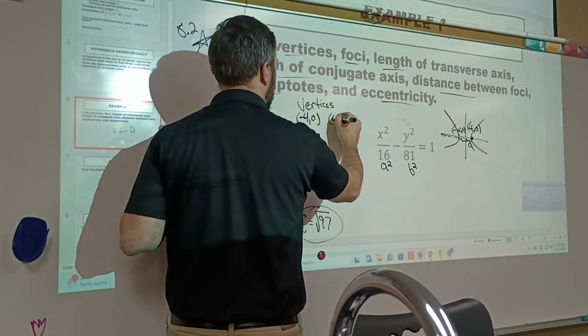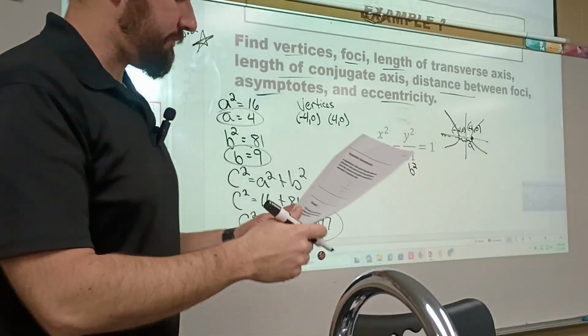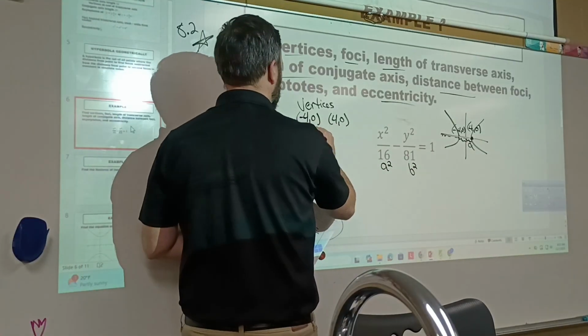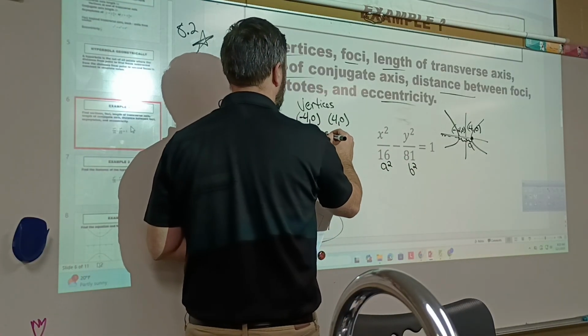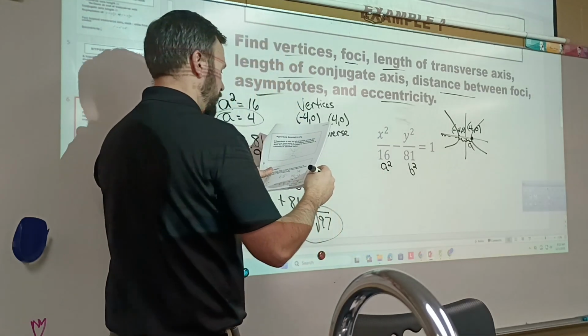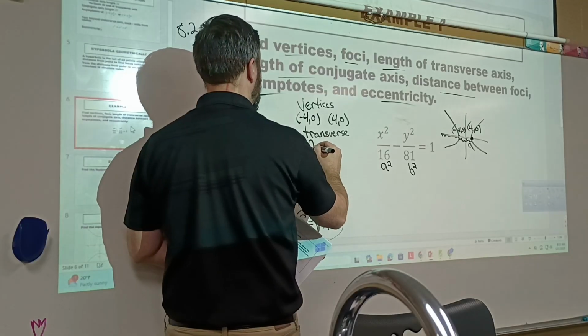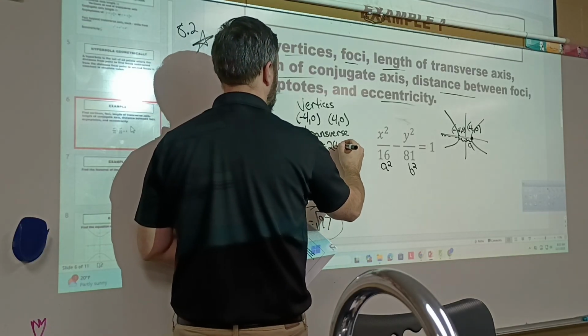Here I'm rewriting our (-4, 0) and our (4, 0). All right. Now, next thing I'm going to do is probably find the transverse axis. So the transverse distance is 2a. And here, a was 4. So I'm going to do 2 times 4, which is 8.